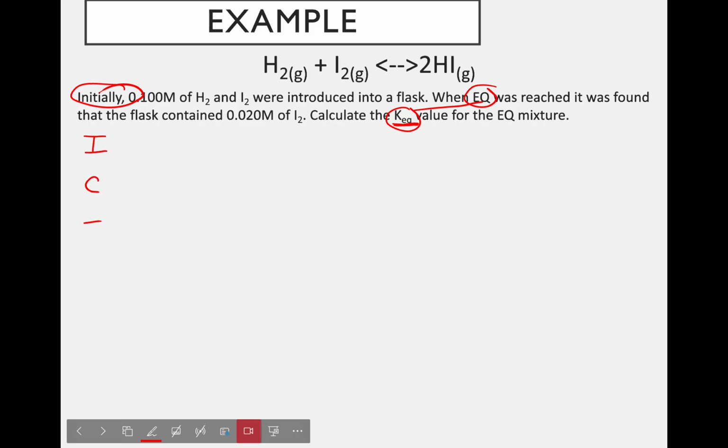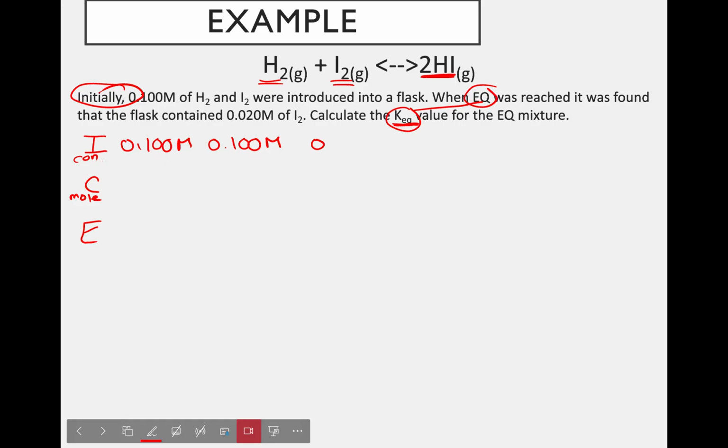So setting up ICE, the I is always your initial concentrations. So initially you have H2 and I2, so 0.100 moles of each. And then unless it tells you otherwise, if you're not given values for the product, you can assume the product is 0. The C is your change based on the mole ratio.